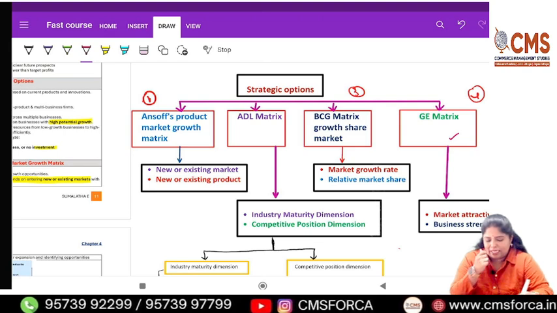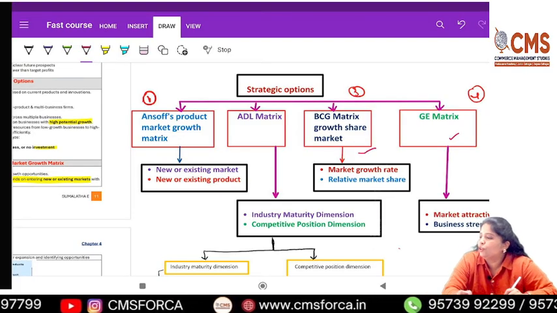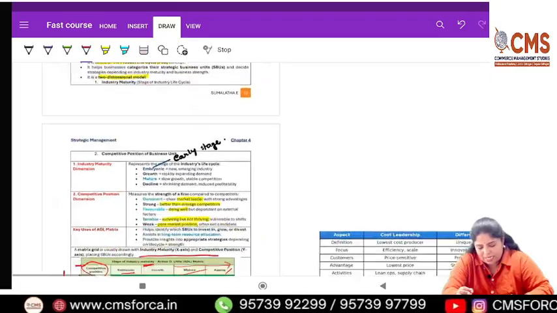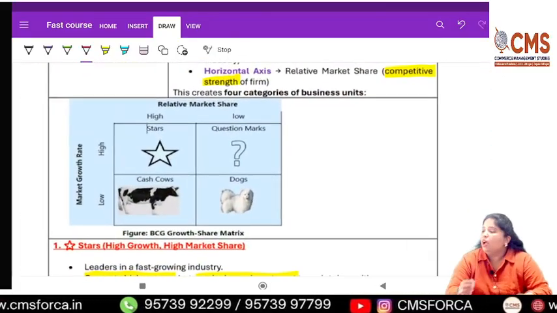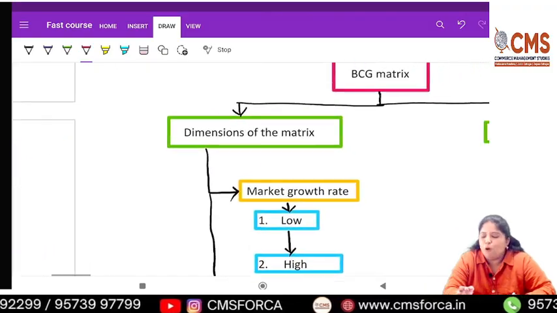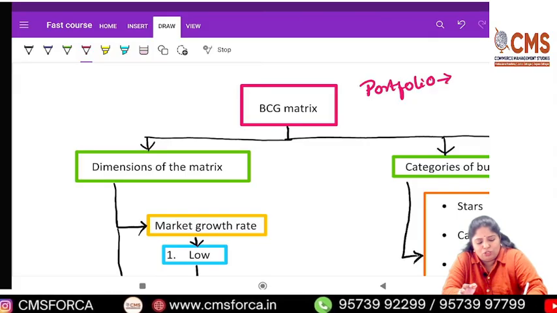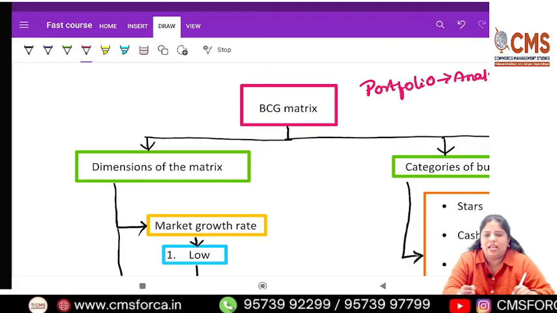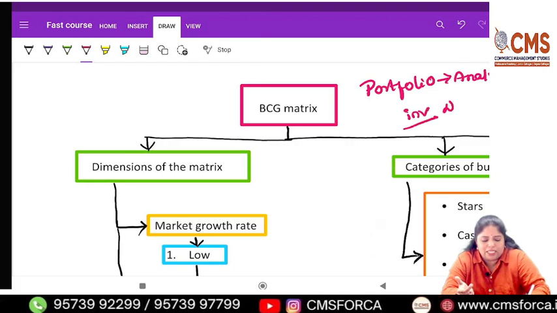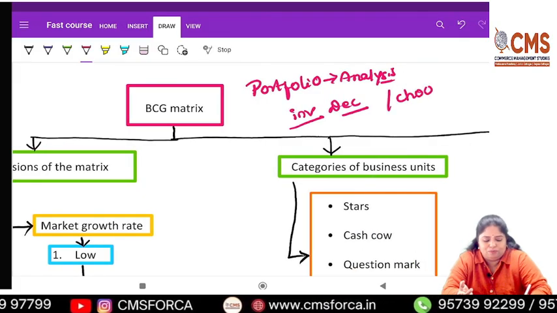Of all these, I think the rest you can manage. Going by the time constraints, the important one for your exam is the BCG matrix. Let's cover the BCG matrix, which is also considered a portfolio analysis tool. Based on this portfolio analysis, they can take some major investment decisions or choose their right strategy.